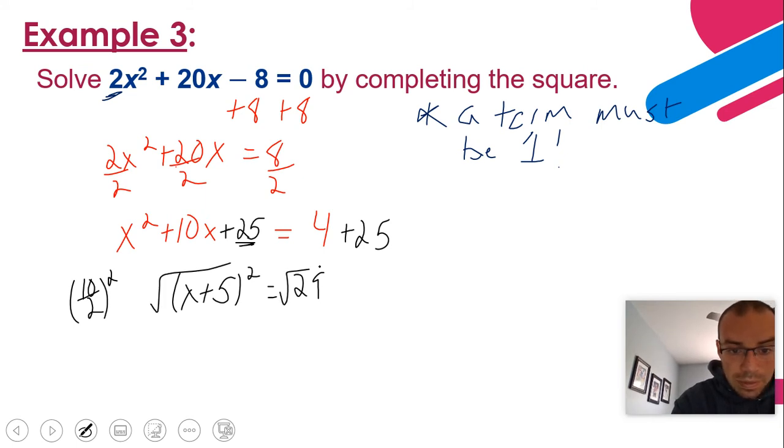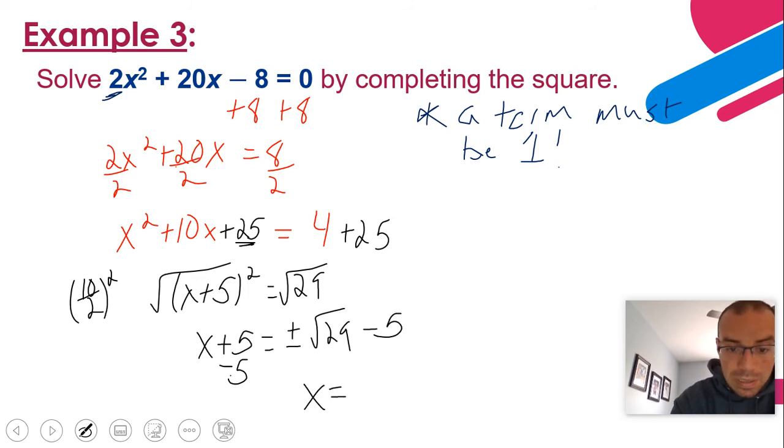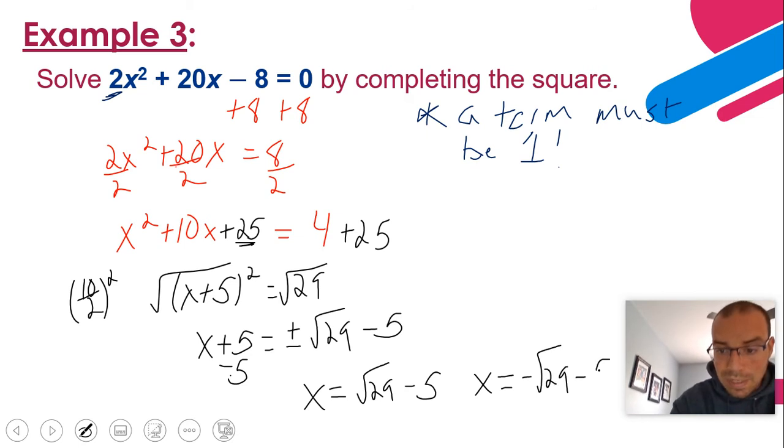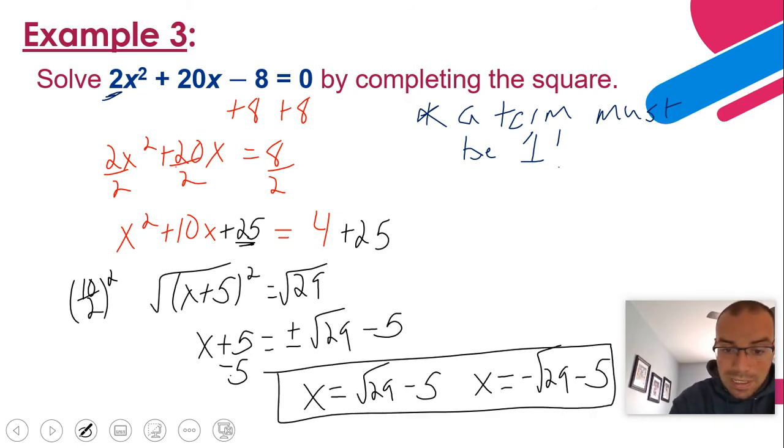From here, take the square root of both sides. You're going to get x plus 5 is equal to, now 29 I don't know the square root of, so I'm just going to leave it like that, plus or minus the square root of 29. Subtract the 5, subtract the 5. X is equal to either positive square root of 29 minus 5, or x is equal to negative square root of 29 minus 5. And I can leave my answer like this, just in radical form. If it asks me to convert it to an approximate decimal, I can do that as well.